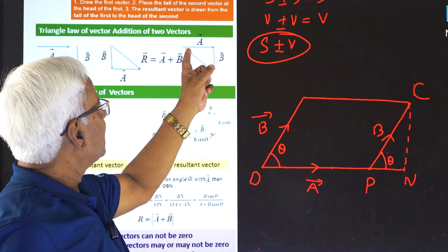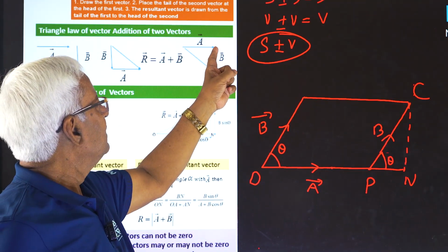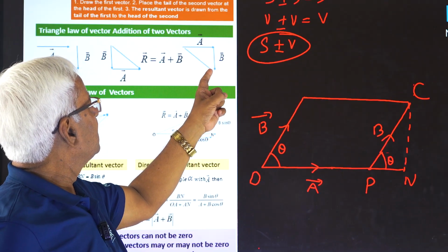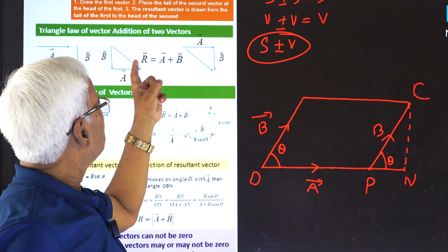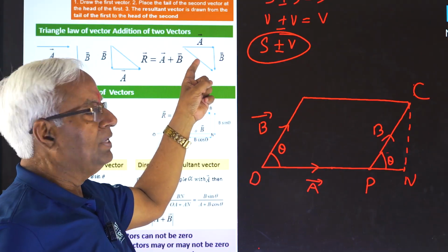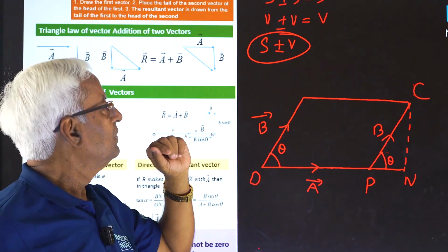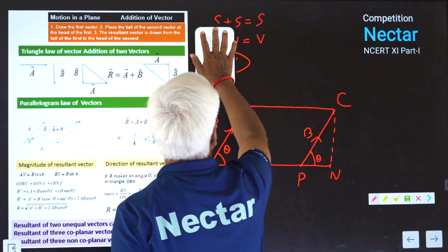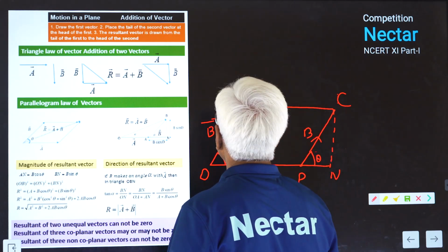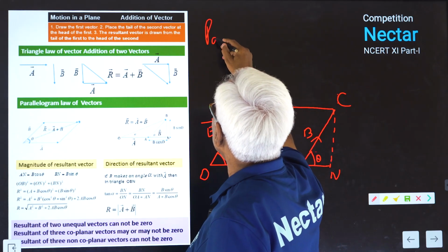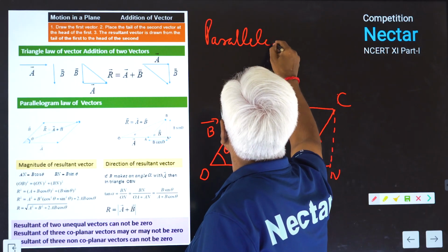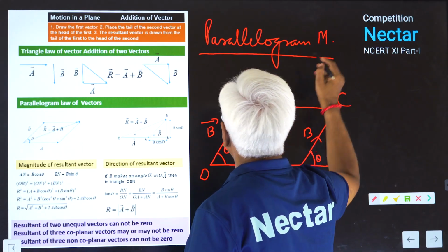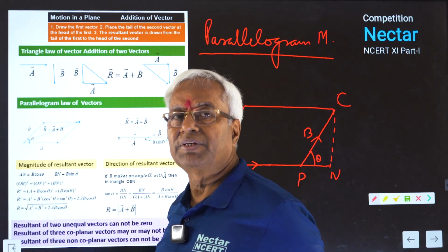Here, we started with A first, and then we drew vector B. Again, it is going to be the same. So both are the same, either A plus B or B plus A. The parallelogram method needs a detailed discussion.